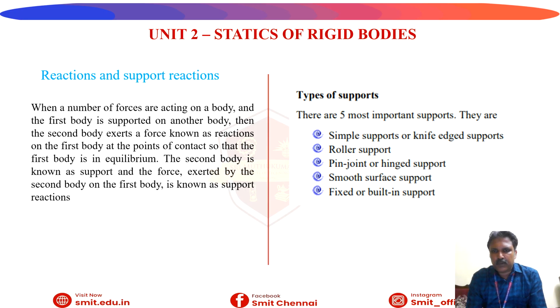So 5 important supports are mentioned here. One is simple support or knife edge support. Another one is roller support. Next one is pin joint or hinged joint, then smooth surface support, and fixed or built-in support.